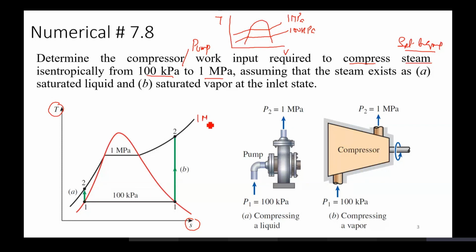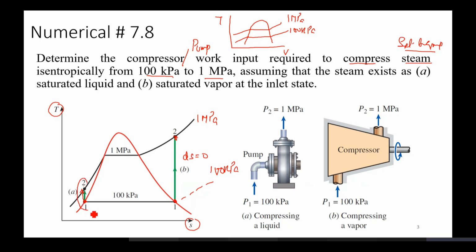This first line is the 1 megapascal line. The second line is essentially the 100 kilopascal line. So you have two conditions. The steam, which is acting as saturated steam, is compressed, or saturated vapor is compressed from 1 to 2 isentropically, so that your entropy change is zero. And in the pump, you have to compress saturated liquid from state 1 to state 2.